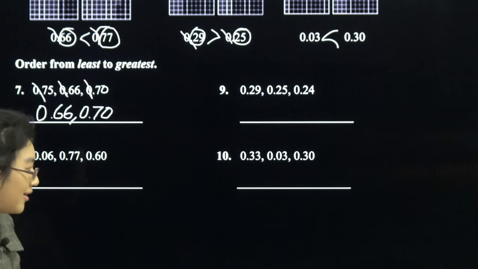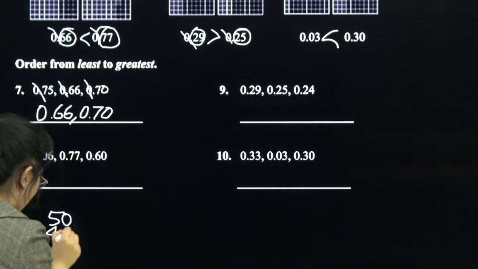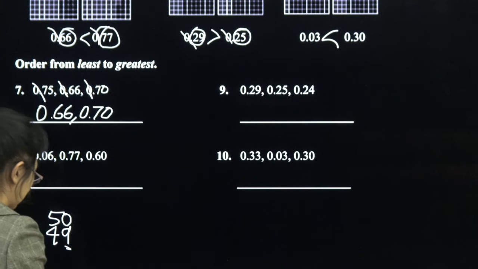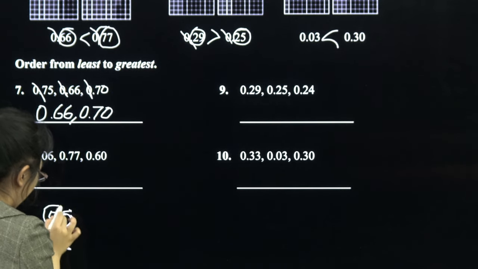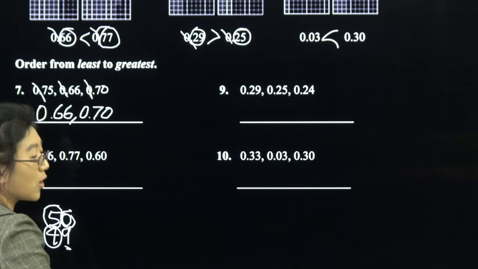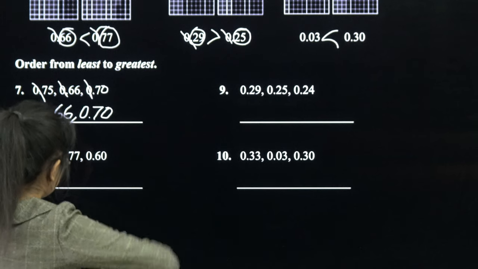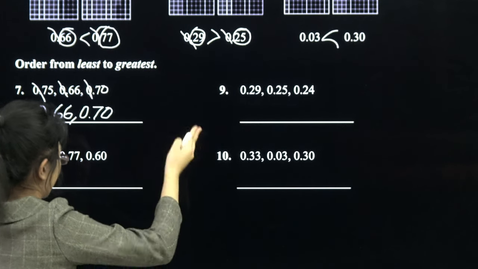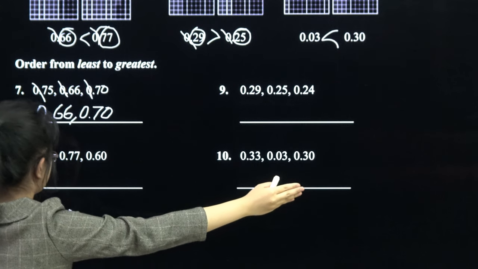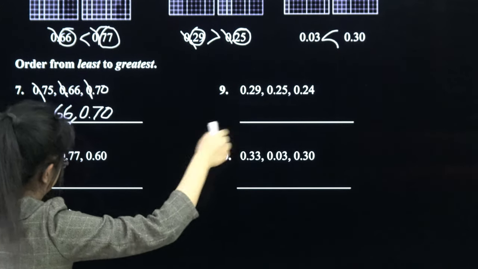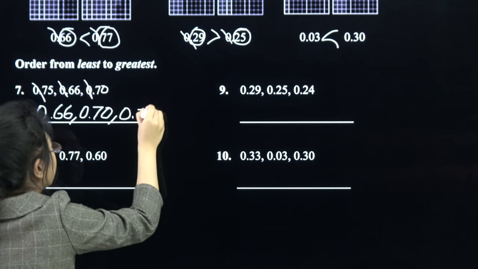And in case you haven't noticed, for 50 and 49, it doesn't matter that 9, which is in the ones place, is bigger than 0. It matters that 5 is bigger than 4. It works the same way. You go from left to right. The more you go to the right, the smaller it gets. The smaller the value, at least. And then it's 0.75.